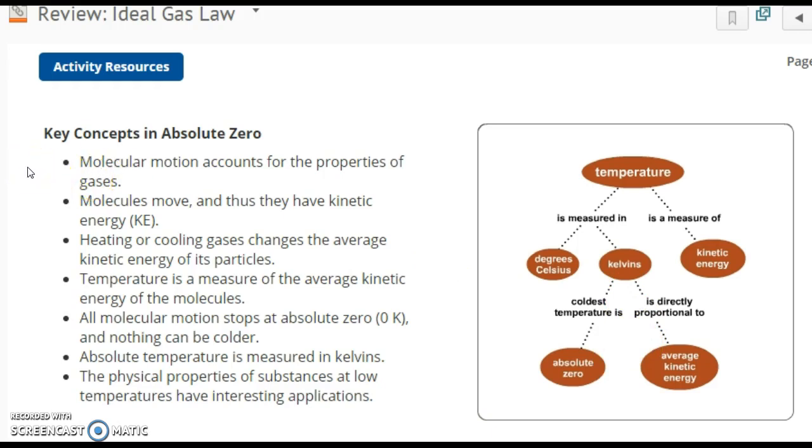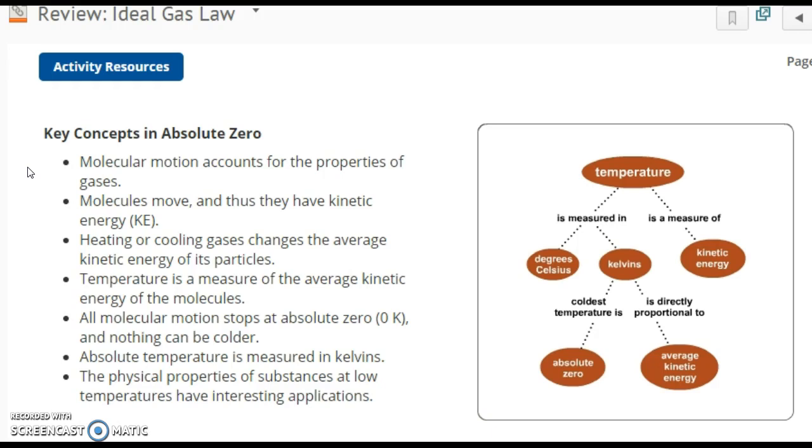Molecular motion accounts for the properties of gases, so the fact that the atoms are moving is why gases are the way they are. Molecules move, and thus they have kinetic energy. Heating or cooling gases changes the average kinetic energy of its particles. Temperature is a measure of the average kinetic energy of the molecules.